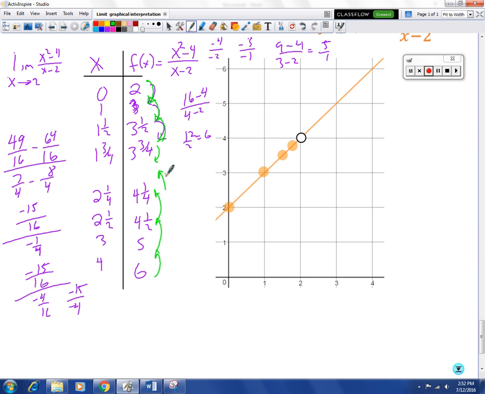Okay, I forgot to graph those. Let me graph those real quick. At 4 we get 6, and at 3 we get 5. At 2 1/2 we get 4 1/2, and at 2 1/4 we get 4 1/4. So what are the orange dots heading for? They're heading for that open dot. What are the green dots heading for? They're heading down for the open dot. And what y value is it? It's a 4. So the limit is actually 4.